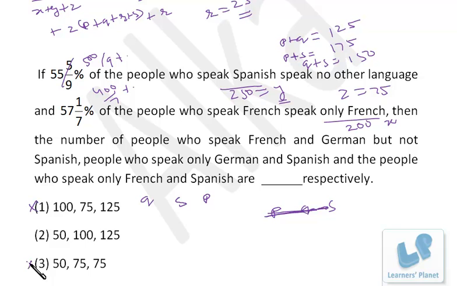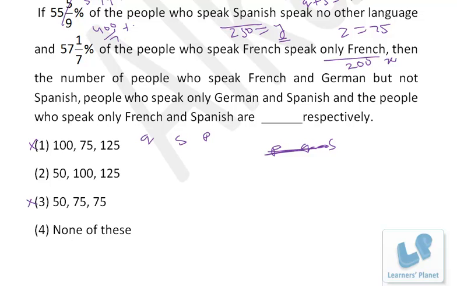So this is wrong. This may be true, but let's see for the other numbers also. P plus Q must be 125. That means first data and third data, that must be 125. So that's incorrect. Okay. So your answer is none of these. No need to calculate further.